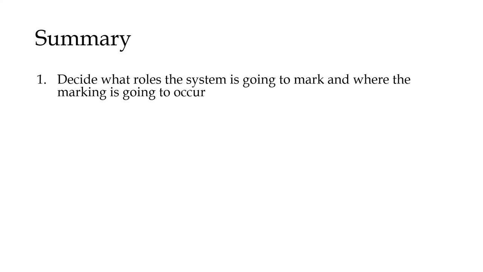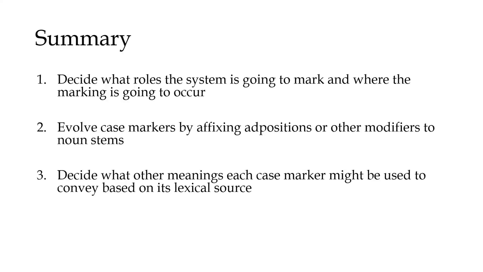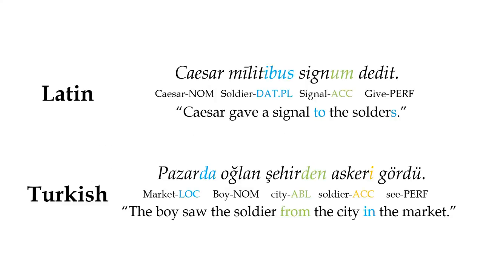So in summary, if you're looking to create a naturalistic case system for a conlang, decide what roles the system is going to mark and where the marking is going to occur. Evolve case markers by affixing adpositions or other modifiers to noun stems. Decide what other meanings each case marker might be used to convey based on its lexical source. And determine how the cases interact with any other role marking strategies the language might have. Overall, case marking is a relatively easy way to clear up any ambiguity surrounding grammatical roles, and presents the opportunity for a lot of fun and interesting constructions if you play around with it.